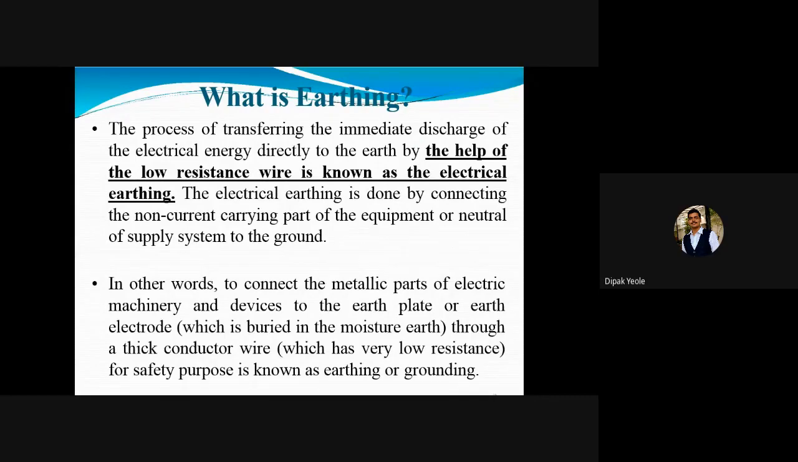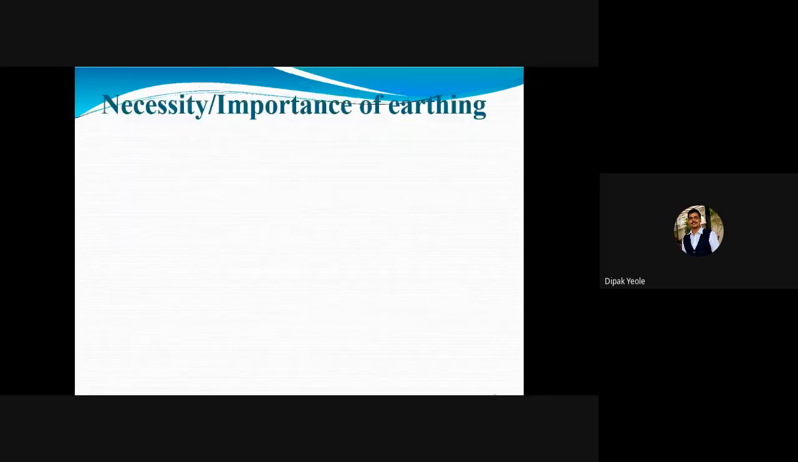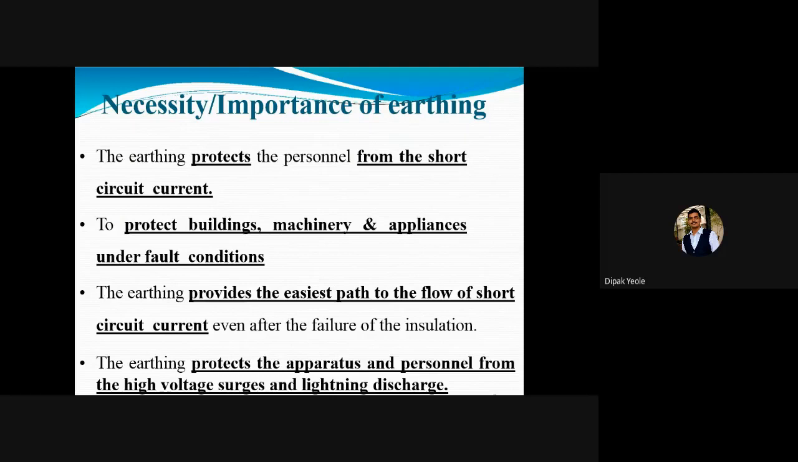And how to make the earthing? With the help of low resistance wire. That is called electrical earthing. The importance or necessity of earthing, this question is also asked, and you have to explain this earthing importance. It protects the personnel from short circuit current. It protects the building, machineries and appliances under the fault condition. It provides the easiest path for the flow of short circuit current, and it protects the apparatus and personnel from high voltage surges and lightning discharge.